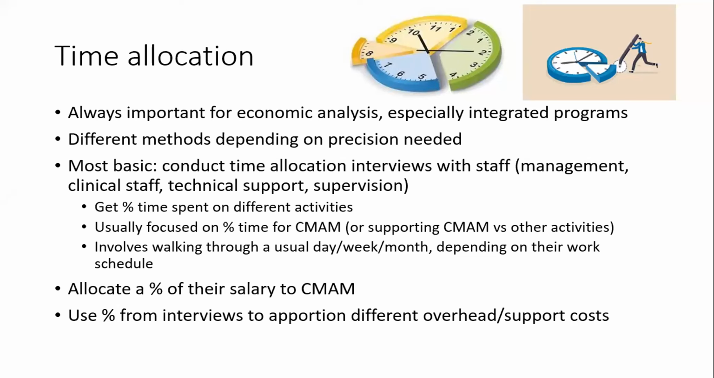This usually involves walking through in the interview a usual day, week, or month of the person's work, depending on their work schedule. And with them, you determine a percentage of their time and hence their salary to allocate to CMAM. Once you have conducted several of these interviews at different levels, you can start to use this information to apportion overhead and support costs for different departments.